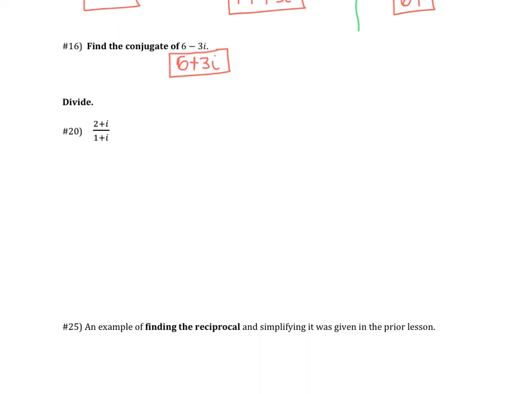All right, so on number 20, it says divide, and notice we have a complex number in the bottom. It includes an imaginary portion right here, and we've talked about the fact before that we don't want to have any imaginary numbers in the denominator.